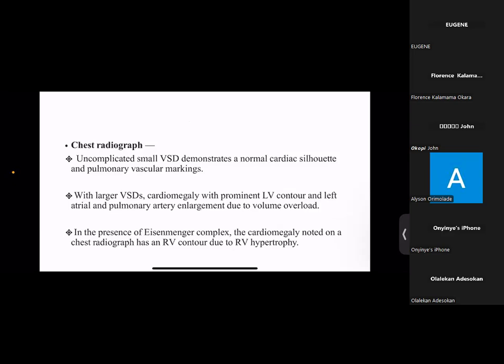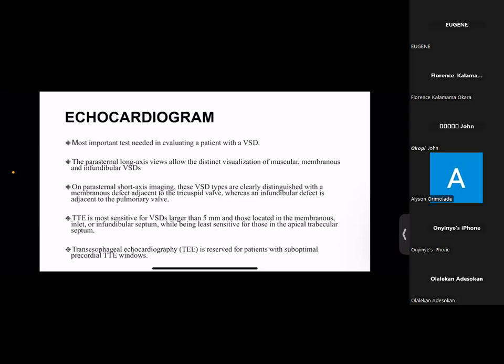For the chest X-ray, there are increased pulmonary vascular markings from increased blood flow to the pulmonaries from the VSD. There is also cardiomegaly, and pulmonary arterial enlargement is noted on the chest X-ray. With development of Eisenmenger complex, there is right ventricular hypertrophy on the chest X-ray. The most important test needed in evaluating a patient with VSD is an echocardiogram.